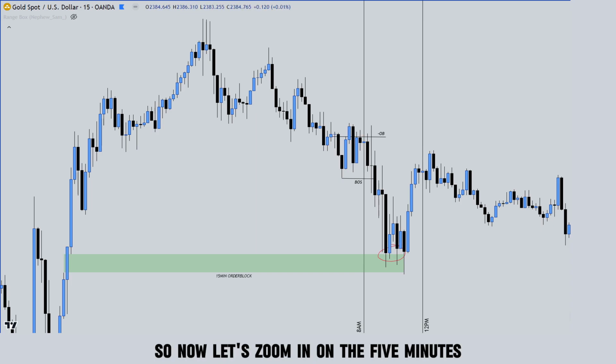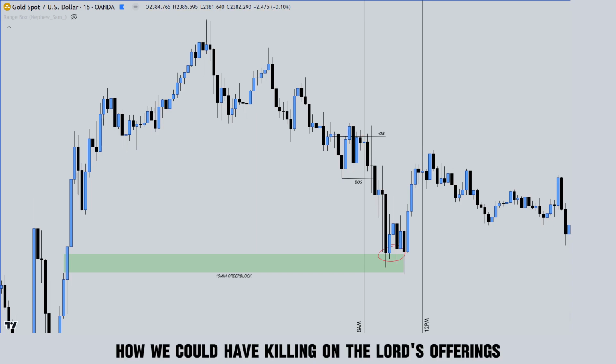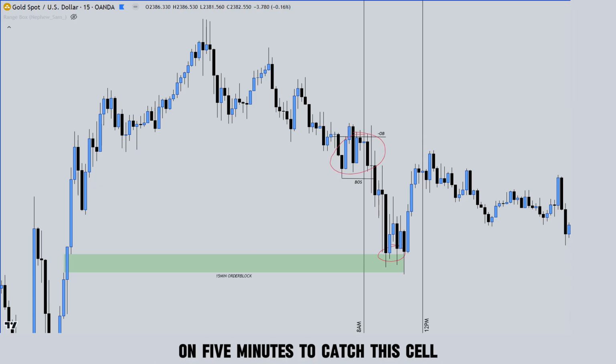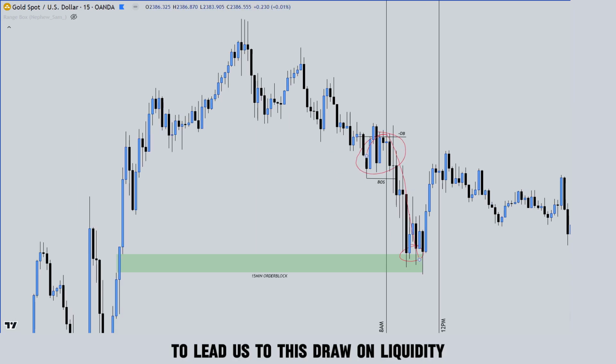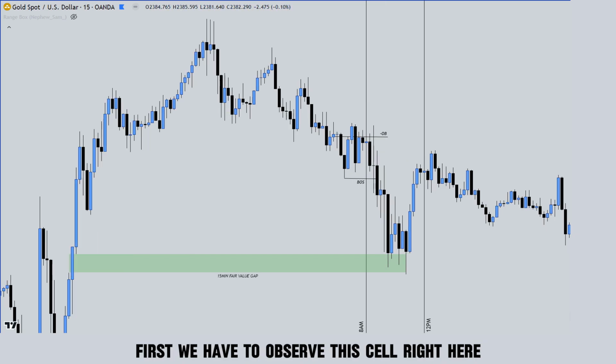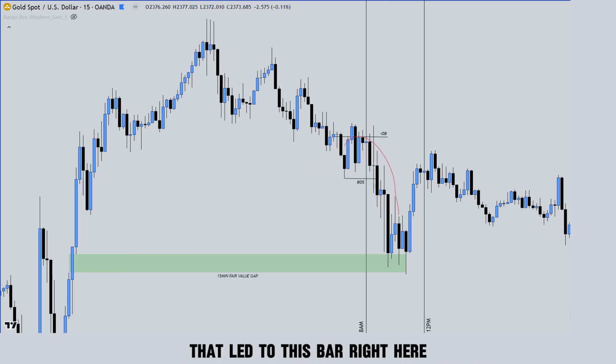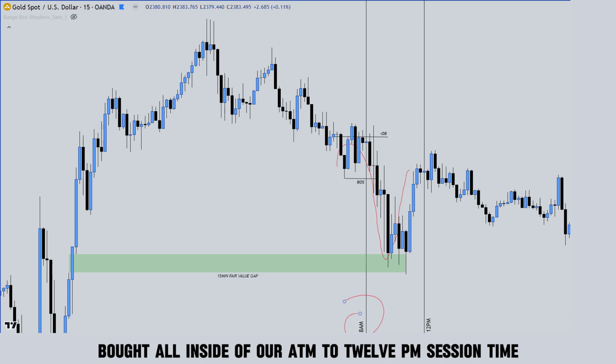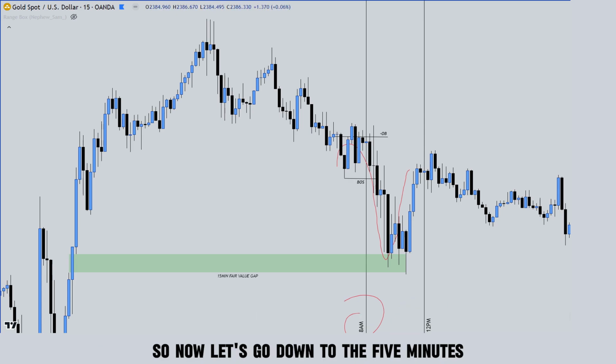So now let's zoom in on the 5 minutes and see exactly how we could have scaled in on the lower time frames to catch this sell to lead us to this draw on liquidity, this 15 minute. Before we look at this buy right here, first we have to observe this sell right here that led to this buy right here, right? That we see that price tap inside of this 15 minute fair value gap. So this was our draw on liquidity. So we could have sold and then rebought all inside of our 8 a.m. to 12 p.m. session time. So now let's scale down to the 5 minutes to see exactly how we could have executed.